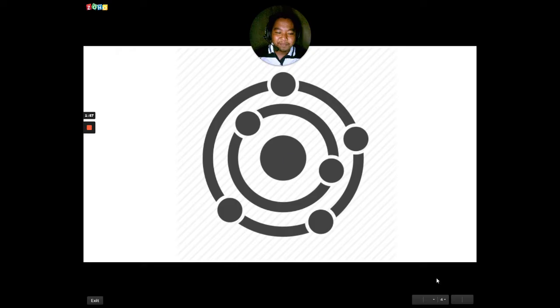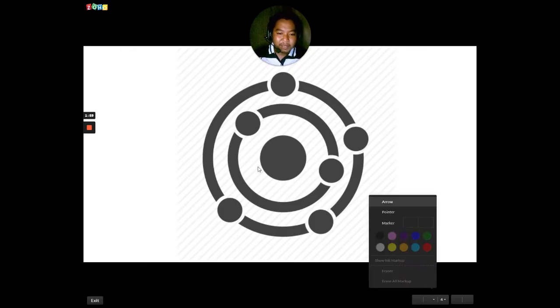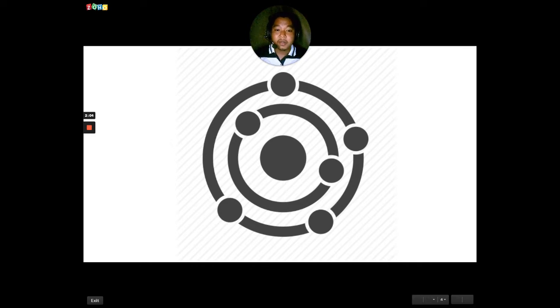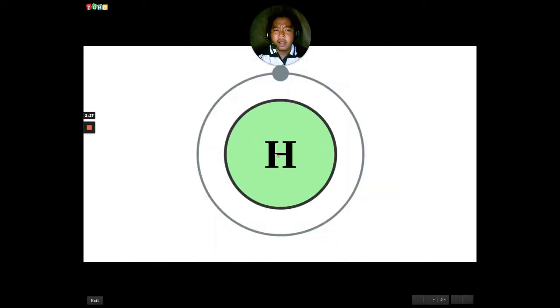So here is your nucleus. I don't know why my markers are not working. Okay. Here's your nucleus inside with 6 electrons around it. Alright? So that's 1, 2 in the inner or in the first energy level, and then another 4 on the second energy level. But the very question is, why is it not skipping? Alright. Where did carbon come from?